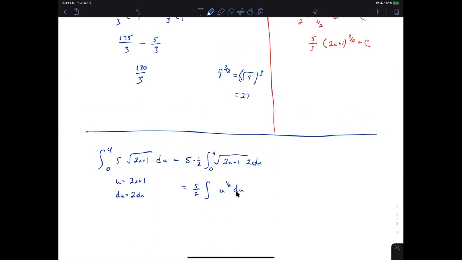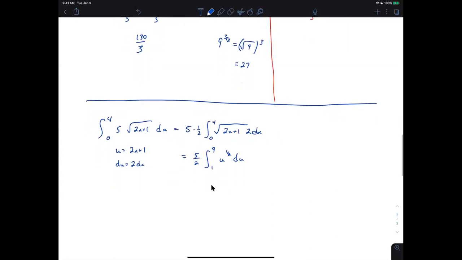But now when we change to du, these are u values. So this is going to be 9, and that's going to be 1, because when x is 4, u is 2 times 4 plus 1, which is 9. When x is 0, u is 2 times 0 plus 1, which is 1. So you plug those in there to get the 1 and the 9. Does that make sense?